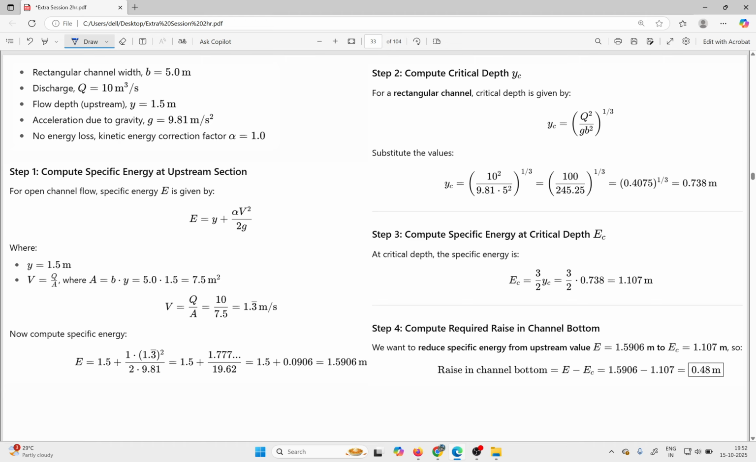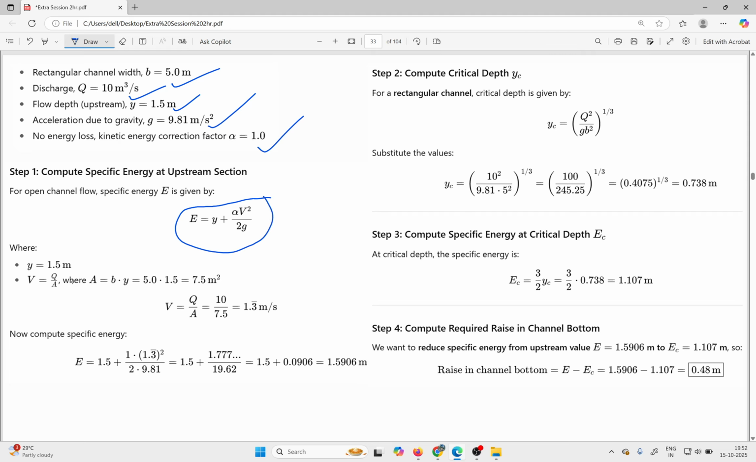Okay. So the width of the channel is 5 meters. Discharge is given as 10 meter cube per second. Depth is 1.5 meters. Acceleration due to gravity is 9.81, and your kinetic energy correction factor alpha is 1. There is no energy loss. So compute the specific energy at upstream. So what will be the specific energy?